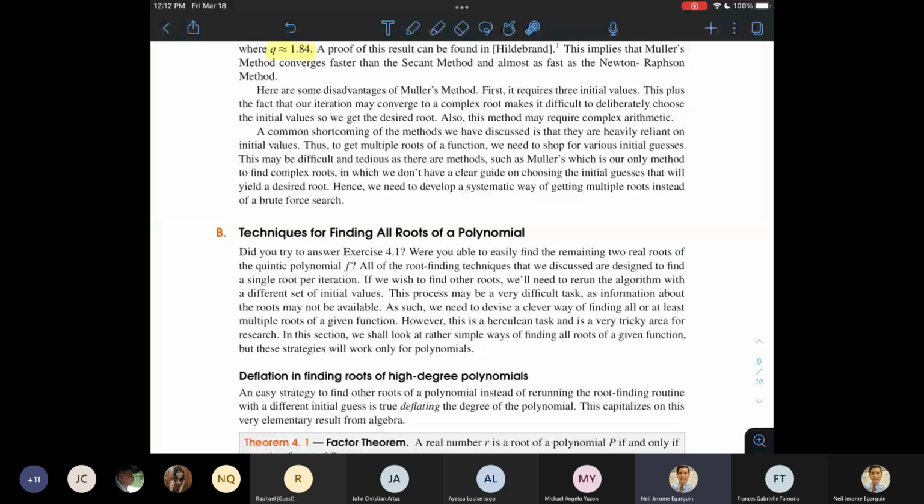It's an Herculean task kasi napakahirap talaga i-predict yung behavior ng mga nonlinear functions. Much more to find all of its roots. Kasi nga, hindi necessarily finite yung roots ng isang nonlinear function, okay? Tapos yun nga, ang hirap niyang i-predict yung kanyang behavior. So generally, it's a very difficult area of research to develop methods to get multiple roots of a function.